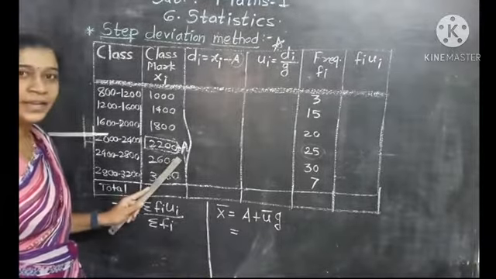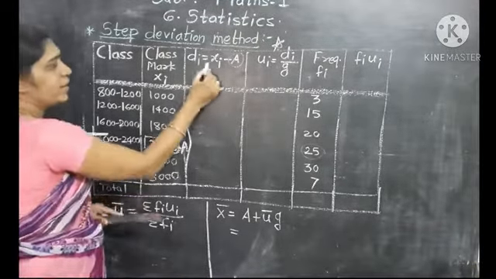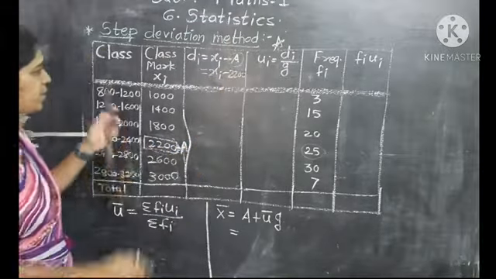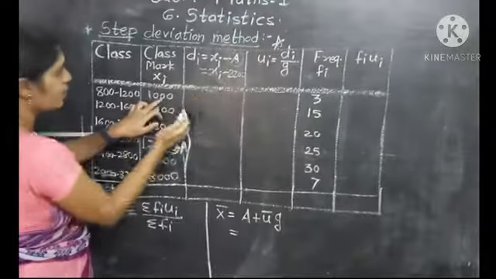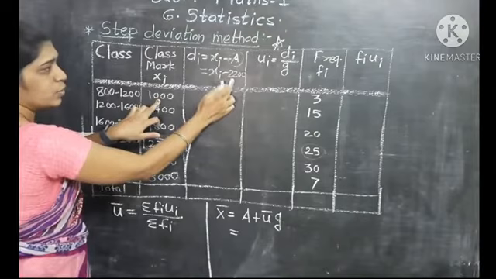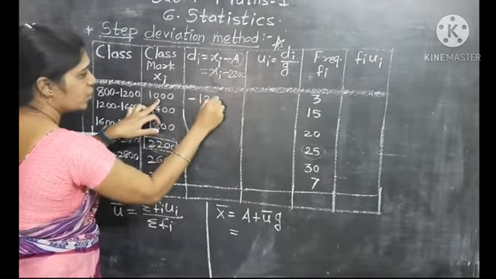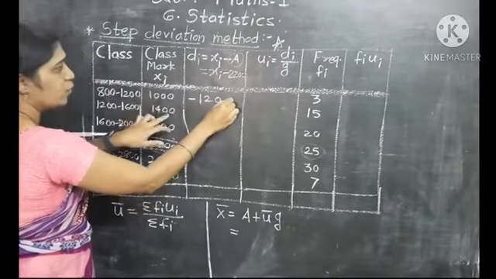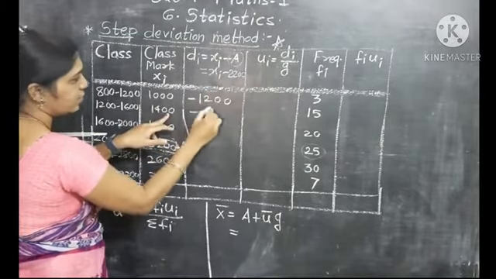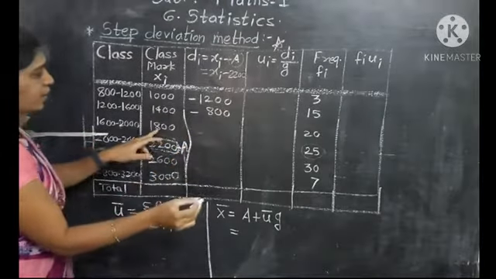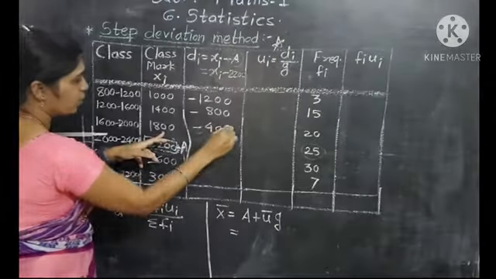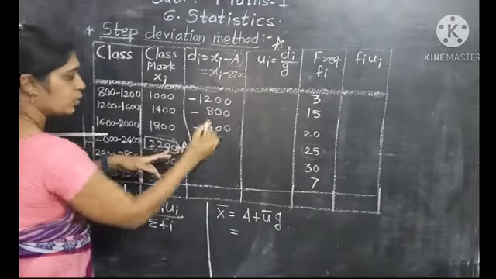What will we take 2200 as? We will take it as a. Now find xi minus 2200, meaning each xi minus this. 1000 minus 2200 becomes minus 1200. 1400 minus 2200 becomes minus 800. 1800 minus 2200 becomes minus 400. 2200 minus 2200 becomes 0.